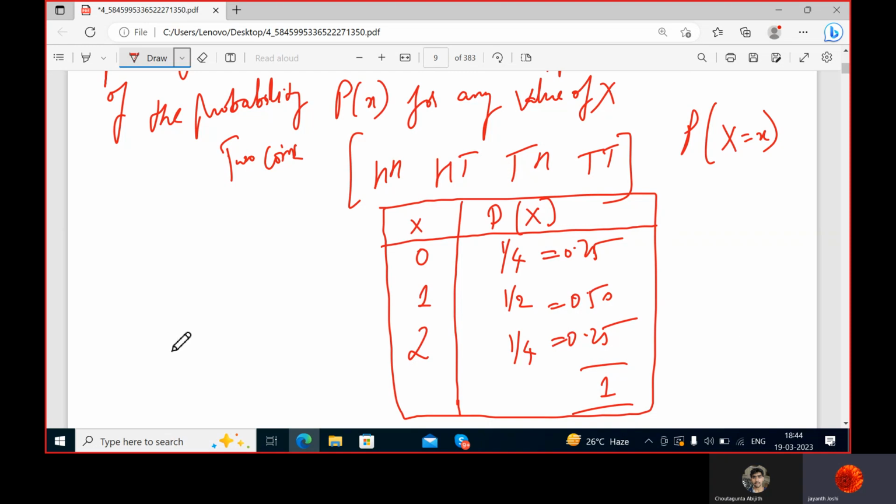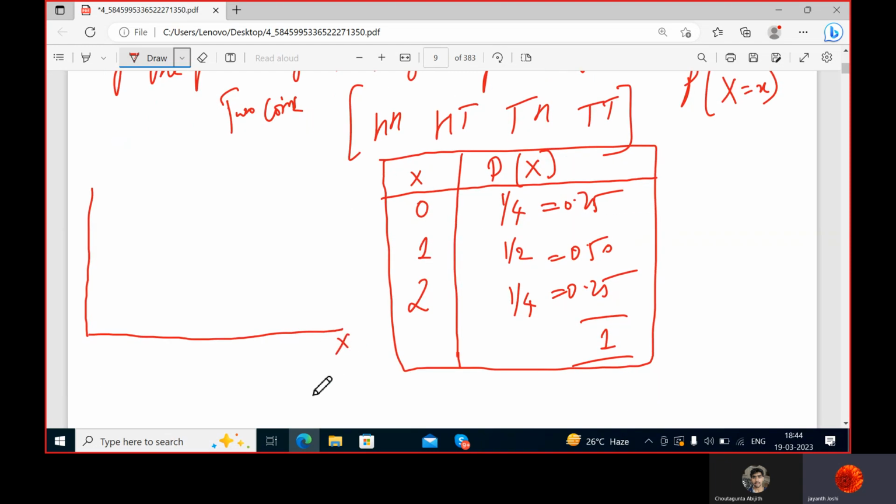We can also go for a pictorial representation in the form of a distribution. Let's say this one. We take the number of heads on the x-axis. Let's start with 0: this is 0 heads, 1 head, 2 heads. The probabilities we got are 0.25, 0.50 and 0.25. So we put it like this.